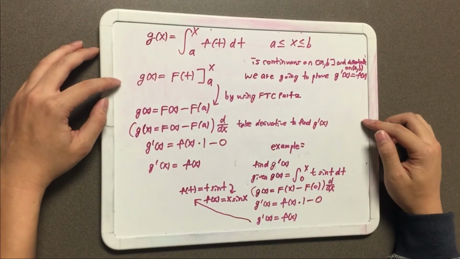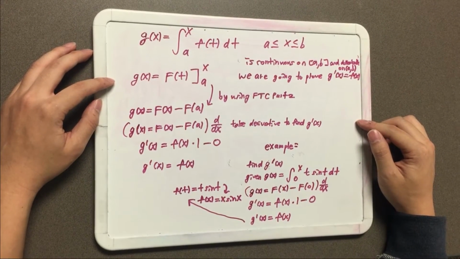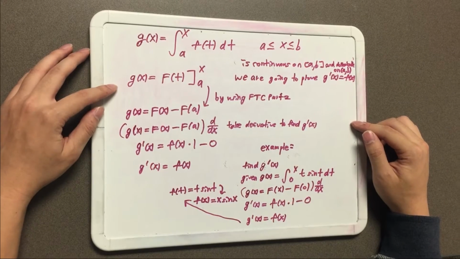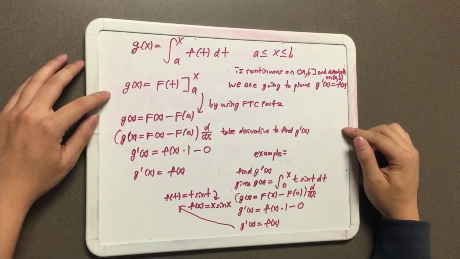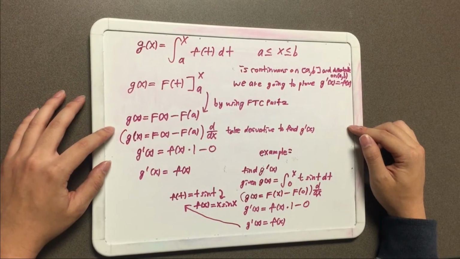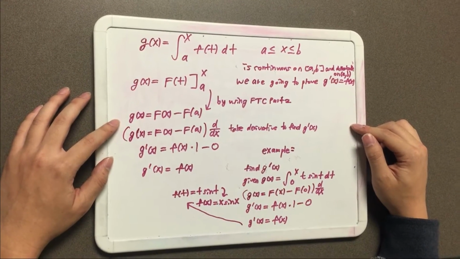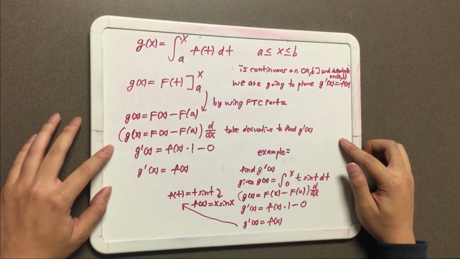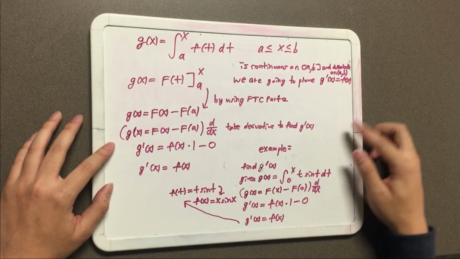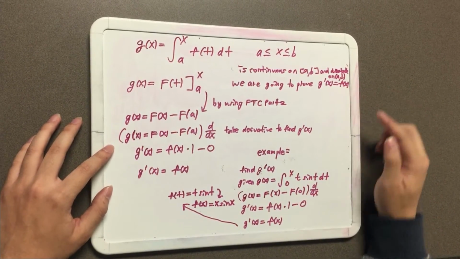So first we're going to take the antiderivative of little f of t. So we're going to get g of x is equal to big F of t from a to x. And by using the fundamental theorem of calculus part 2, we're going to get g of x is equal to big F of x minus big F of a. And we're going to take the derivative to find g prime of x, since we need to prove g prime of x is equal to little f of x.